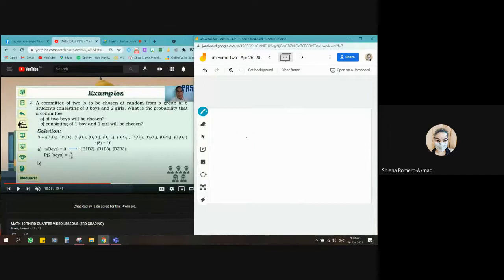Paano naman daw kung tatlo yung boys natin, right? And 2 girls. Paano naman daw if we will choose 1 here? So we are going to choose 1. At dito isa din. No? And pag i-represent natin siya in combination notation, that's combination of 3 taken 1. And this is 2 taken 1.